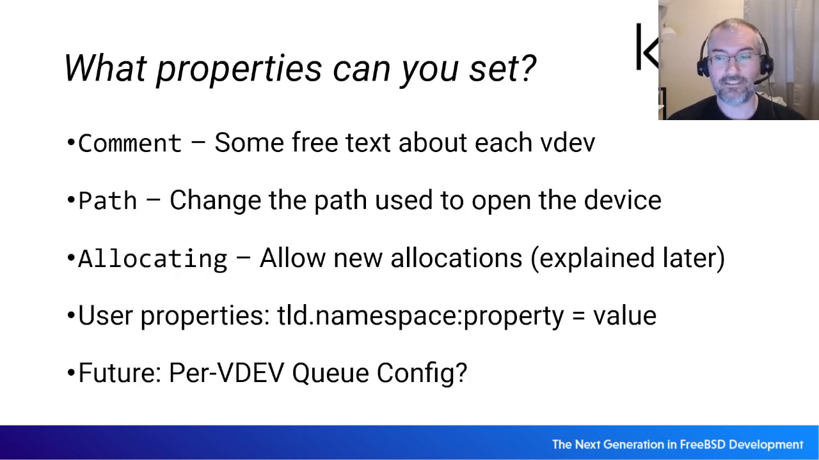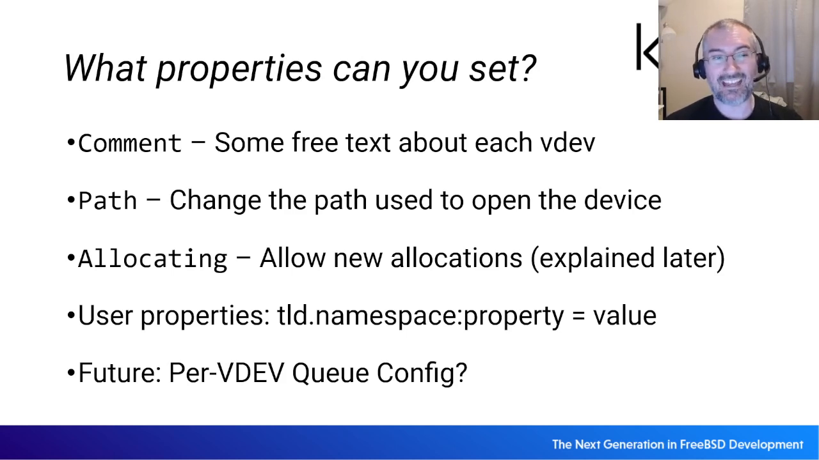So what properties do you get? The first one is a comment. Every vdev has a short text string where you can store some information about it. That was already there, I just hooked it up. One of the other writable properties is the path to the vdev, so what device it actually is. We'll come to a bit later how you can use this one, but it solved a particular problem I had very frequently, being able to change that.